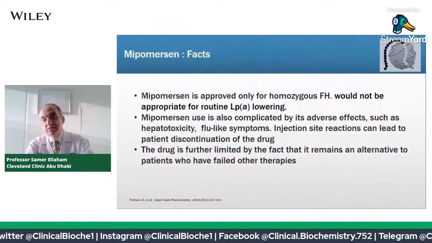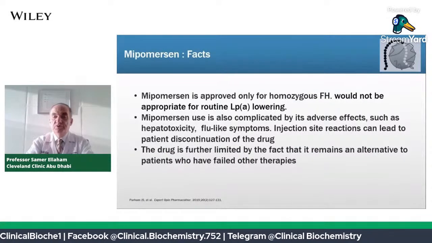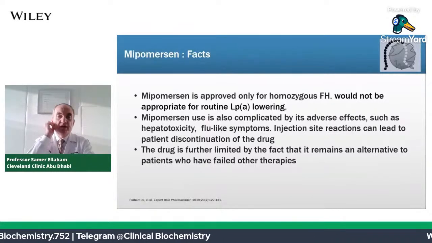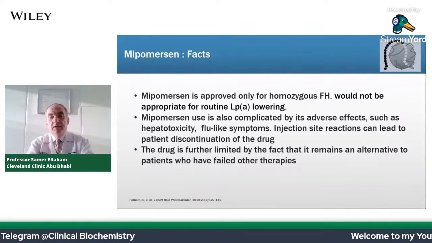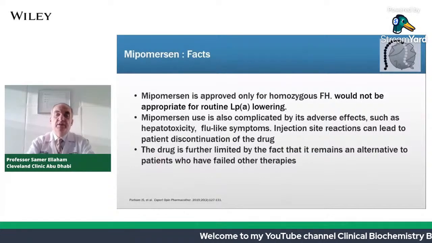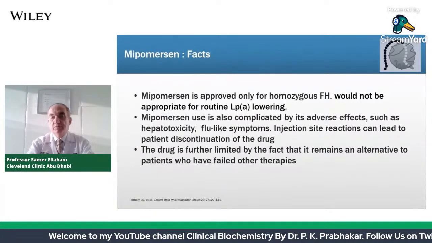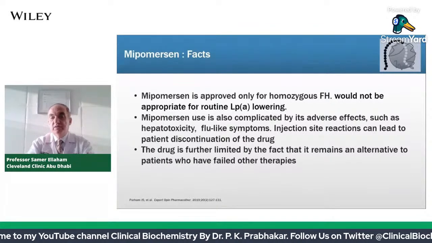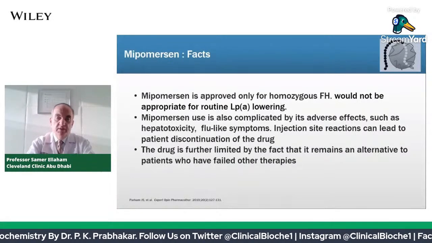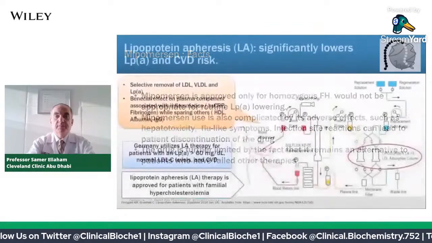The concern is mipomersen is something that many of us have never used. It is indicated, at least in the United States, for homozygous familial hypercholesterolemia. And it would really not be a typical intervention to give an Lp(a) patient, because it does have quite a few side effects, including hepatotoxicity and flu-like illness, unless you do an appropriate risk-benefit analysis and have outcome data, and hopefully be guided by the guidelines in how to proceed.